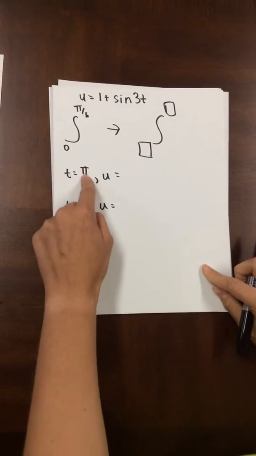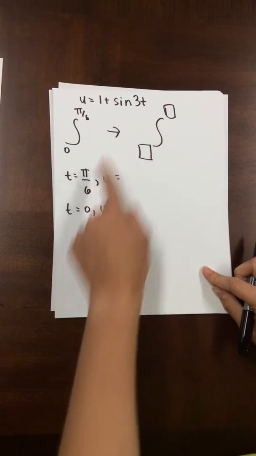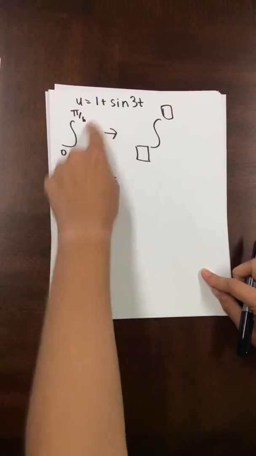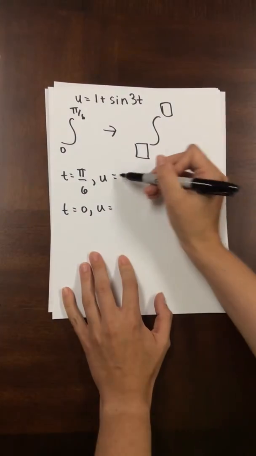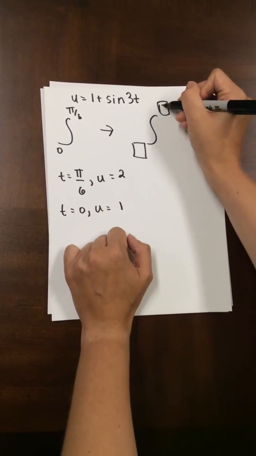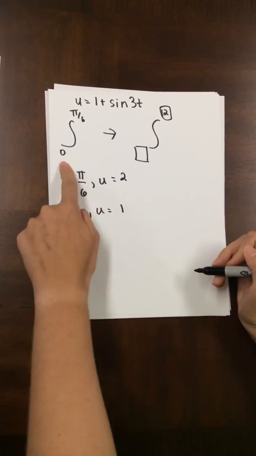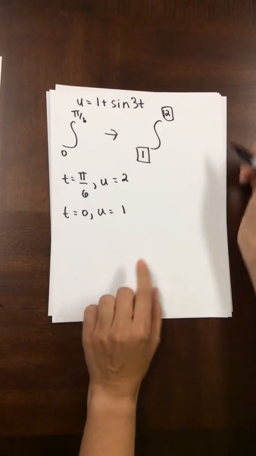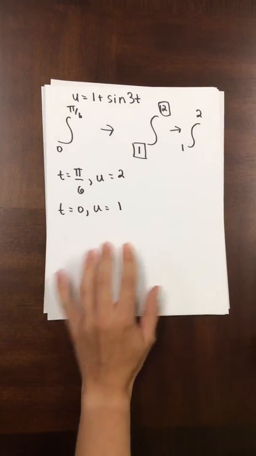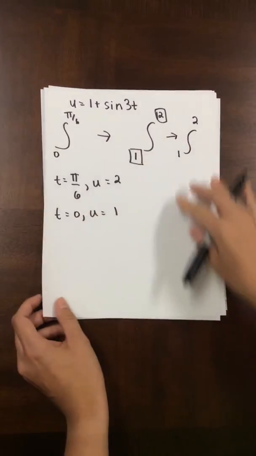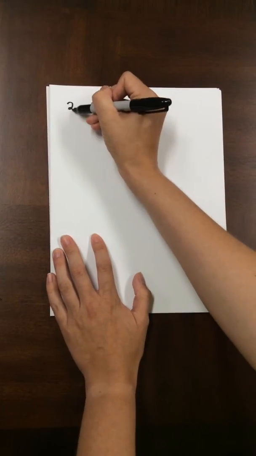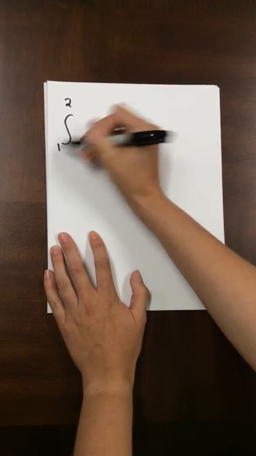All we're doing is plugging pi over 6 into this expression, and 0 into this, plus the 1, to get our two values. When we do this, we get 2 and 1. So instead of pi over 6, we put 2 up there, and instead of the 0 down here, we put the 1. Now, I'm going to flip to a new page. Our new integral will look like 2 to 1.